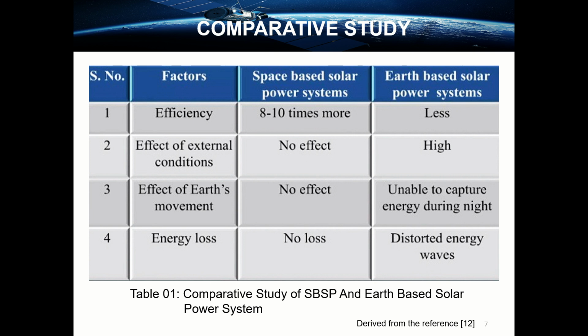In the space-based solar power system, movements have no effect, but in the earth-based solar power system, due to its movements it is unable to capture energy during night. In the space-based solar power system, there is no energy loss, but in the earth-based solar power system, there are distorted energy waves.